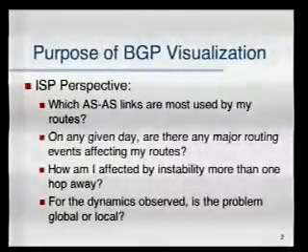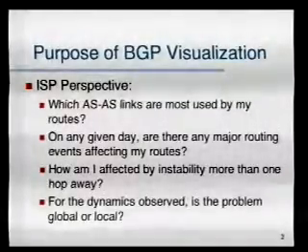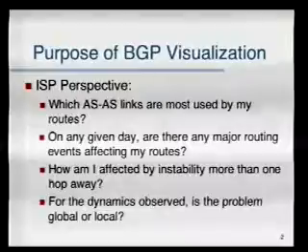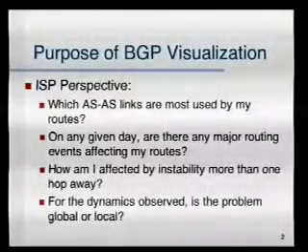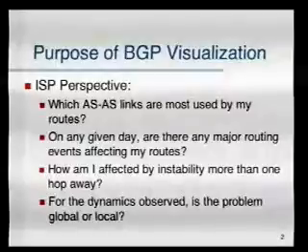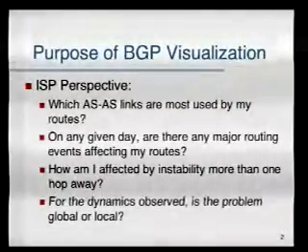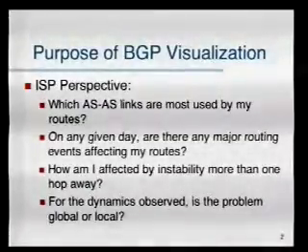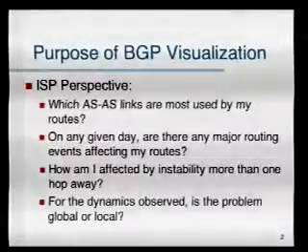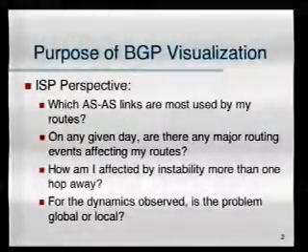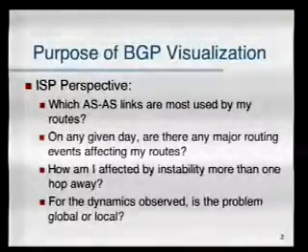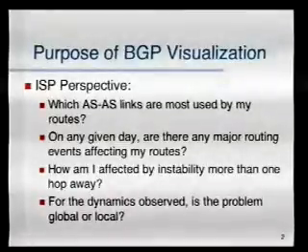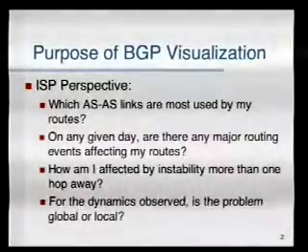Beyond just visualizing your routes, you're also interested in routing dynamics. In particular, you want to know on any given day what kind of routing events are happening. Are they affecting your routes or not? You also want to know whether you are being affected by routing instability that is more than 1 hop away, which you cannot do much about. And finally, for the effects that you do observe, you want to know whether it's global or local, which in case it's local, you can just talk to your neighbors and sort it out and so on. So these are some of the questions that a good BGP visualization tool can answer.